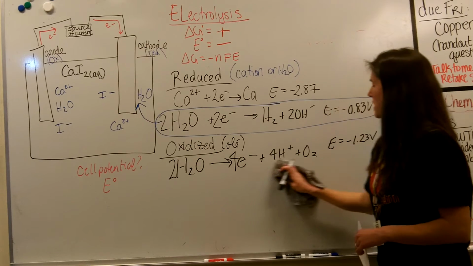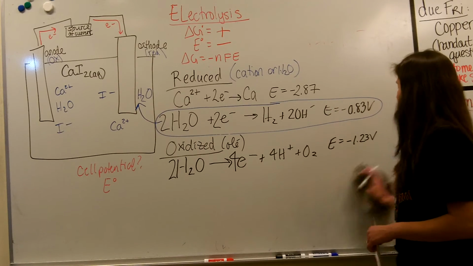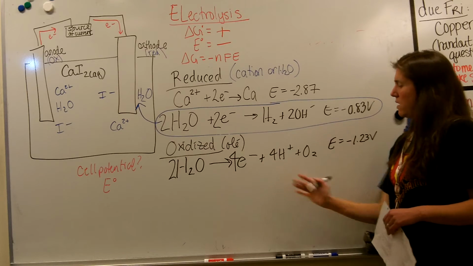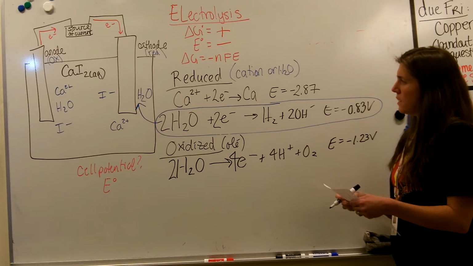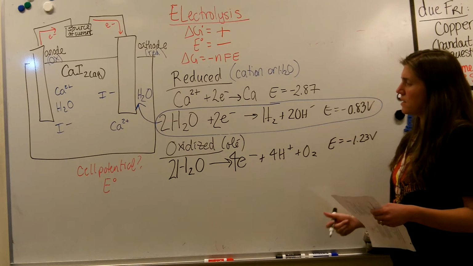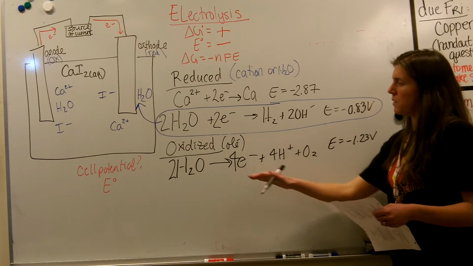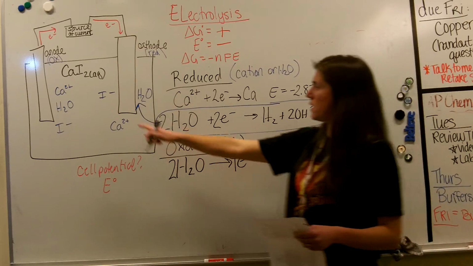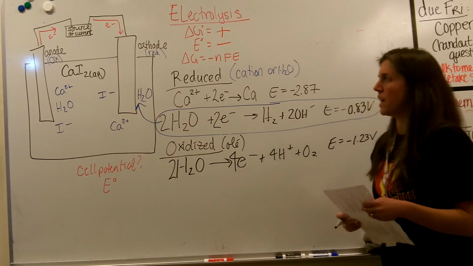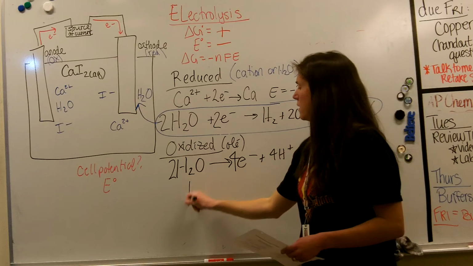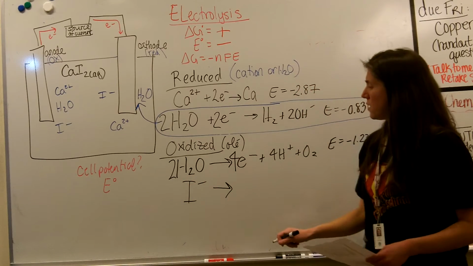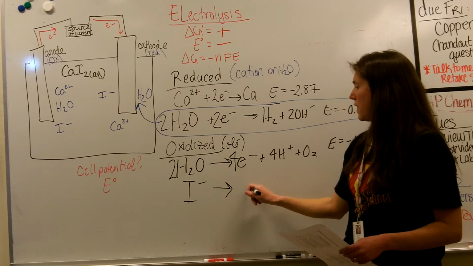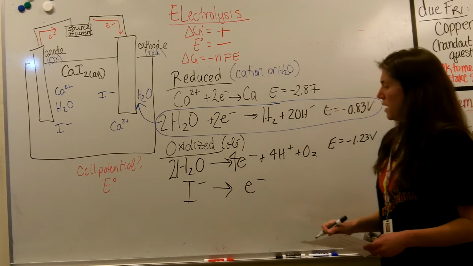So again, to find possible oxidations, I have to take my reductions that are given, flip them around, and remember that flips the sign. Alright, so I already ruled out calcium ions. We've got the water written down. The other thing that we need to look at is iodine. So, iodine ion. I want to have a reaction that shows my negative iodine ions losing electrons.